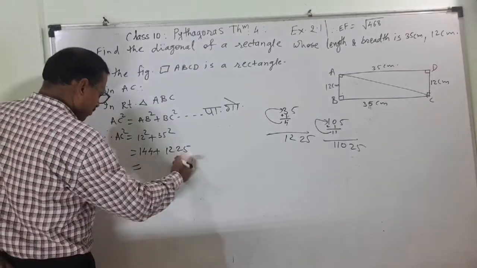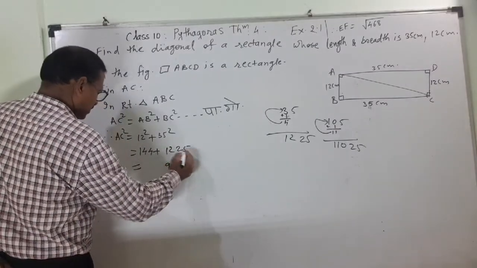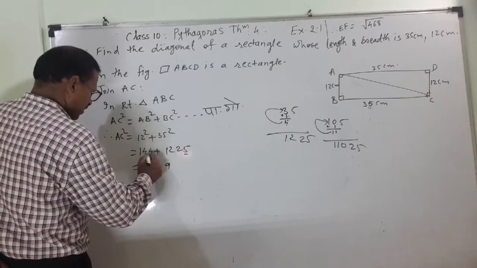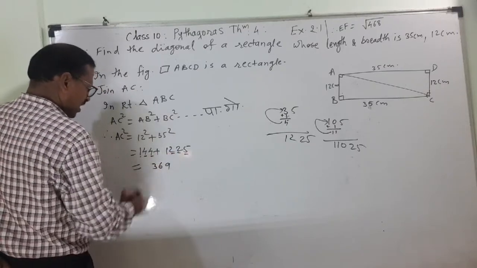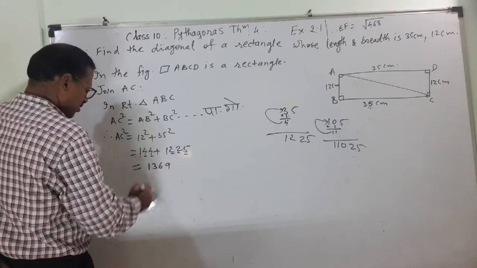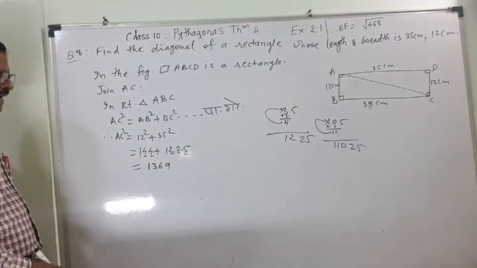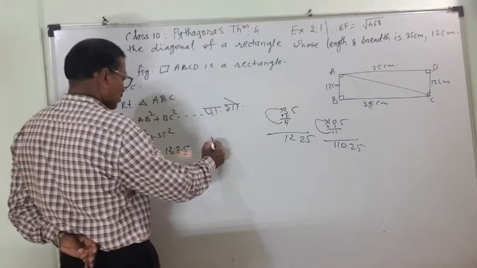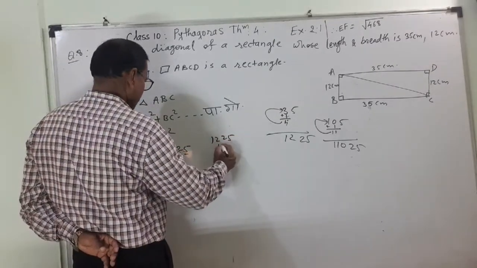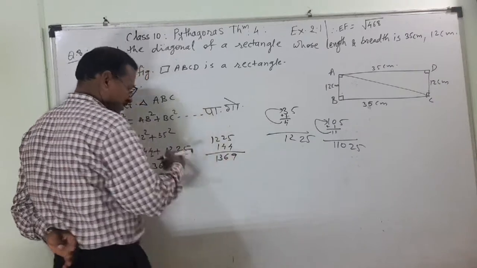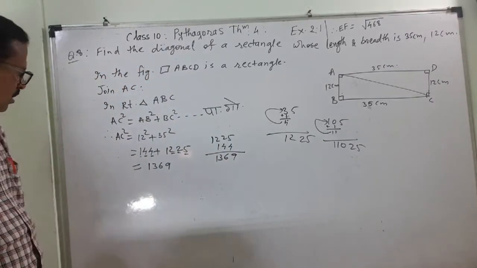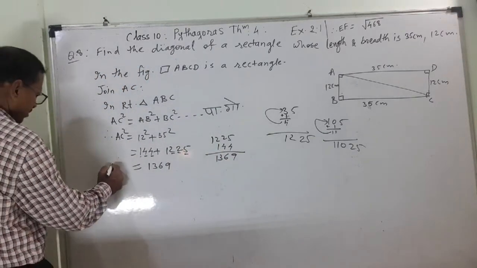Now 4 plus 5 will be 9, 4 plus 2 will be 6, 2 plus 1 will be 3, and this 1. 1369 is the addition. Check the addition, because if we go wrong here, then it will be a problem. 9, 6, 3, 1. So AC square is equal to this much.